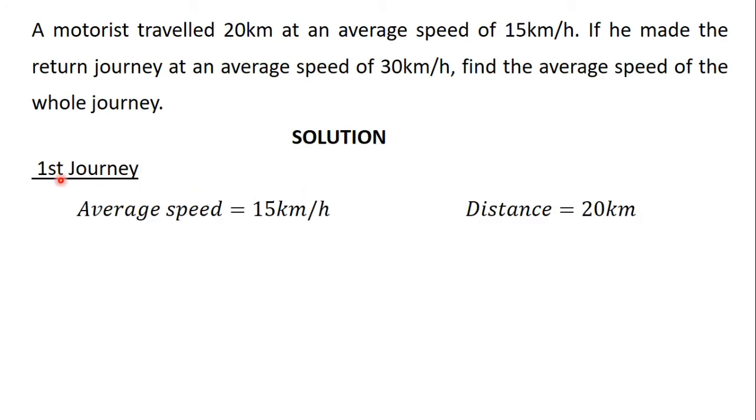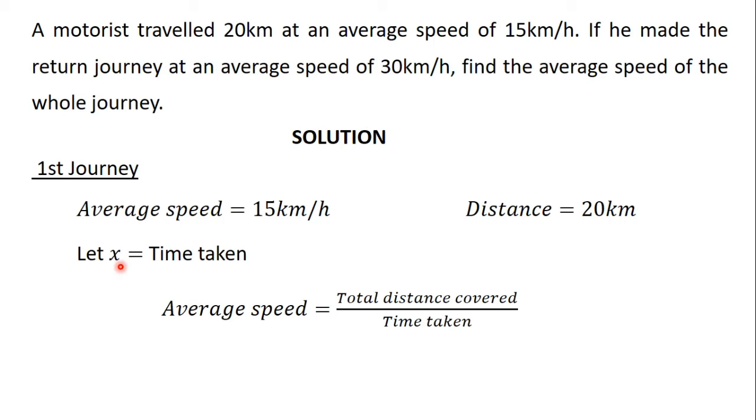Now, we know that for the first part of the journey, the average speed was 15 kilometers per hour and the distance was 20 kilometers. We are looking for the time. So let's represent the time with a variable x. We know that average speed is equal to total distance covered divided by time taken.